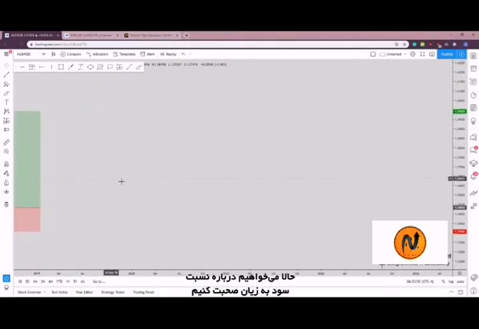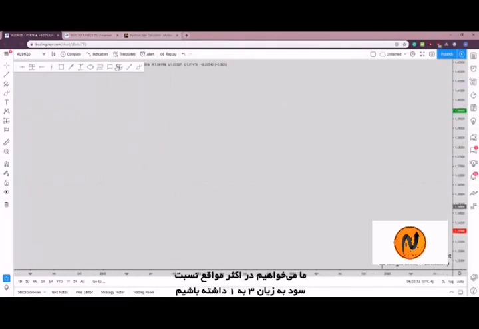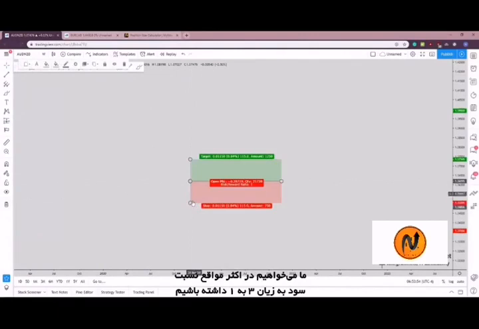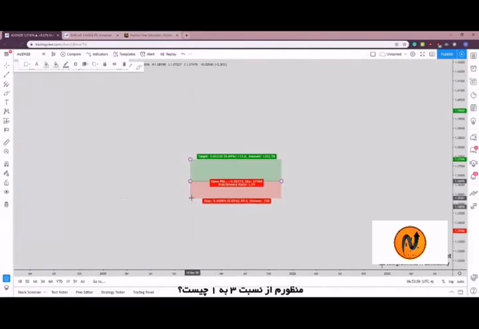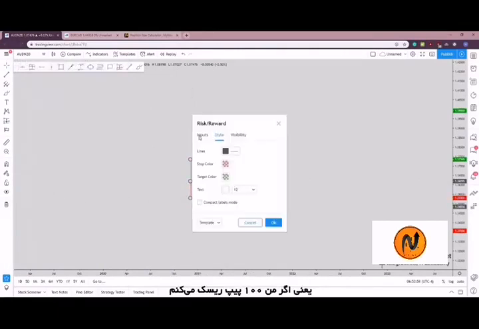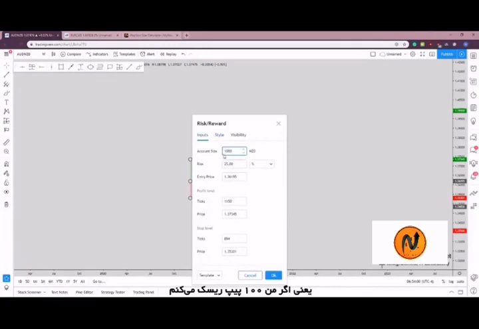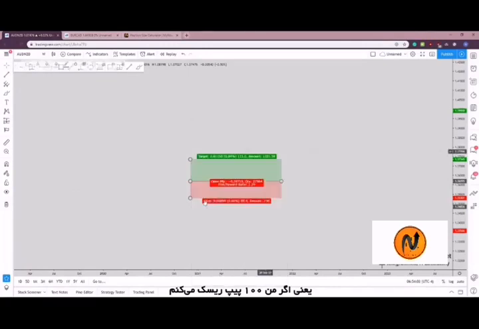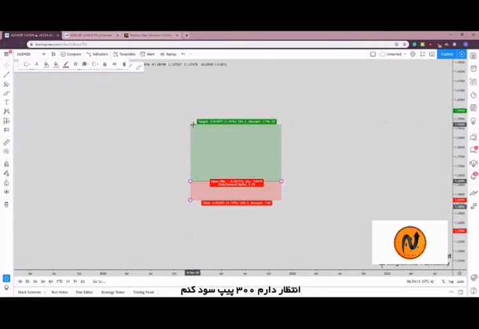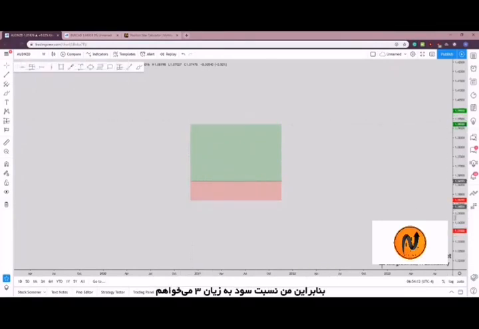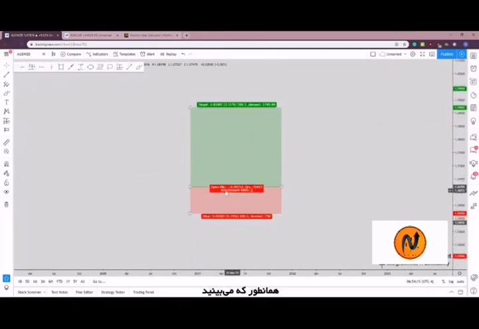Now let's speak about risk to reward. We want risk to reward generally to be at least 1 to 3. Now what do I mean by 1 to 3? Basically if I'm risking 100 pips, let's put it in 100 pips, I want to be able to make at least 300 pips. So basically a 1 to 3 risk to reward. As you can see, risk to reward ratio is 1 to 3.